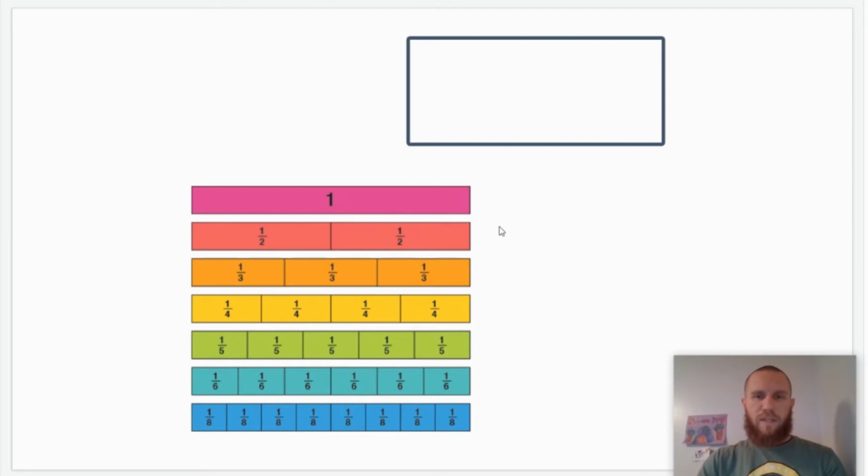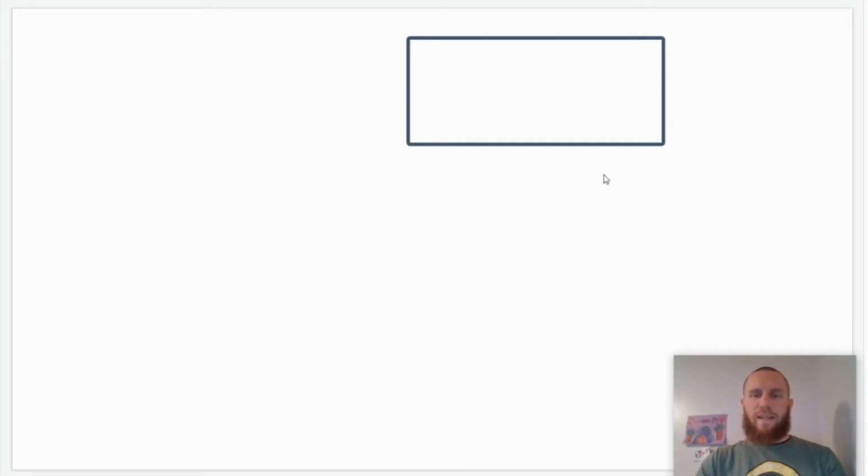Oftentimes you might see fraction bars like this, but I'm going to use it in a rectangle up here like this. The reason that I'm using a fraction bar is because this is something that I see every day. When I look at my iPad, I see this bar in the corner in the form of a battery level bar, like how much it's charged. And another reason that I like to use a rectangle is because it looks like a dollar bill, which I'm going to explain in just a moment.